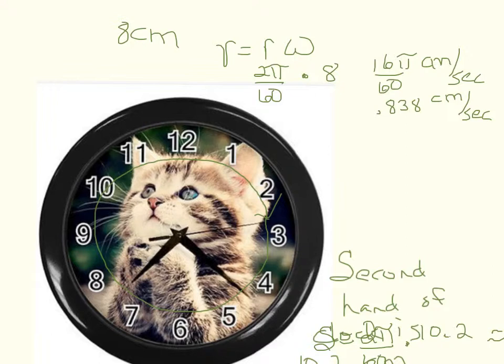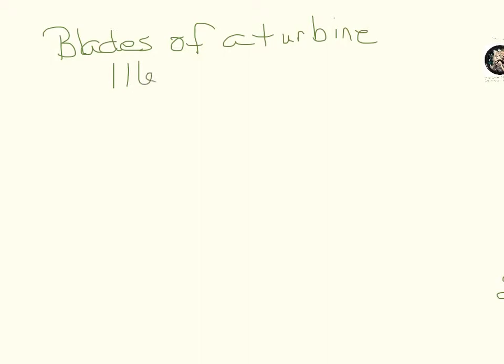Hallelujah. Okay, let's look at a couple of different problems. All right, we've got a wind turbine out where it's real windy because you're trying to generate electricity. The blades of a turbine are 116 feet. How long are the blades of the wind turbine? In this one, they're 116 feet.